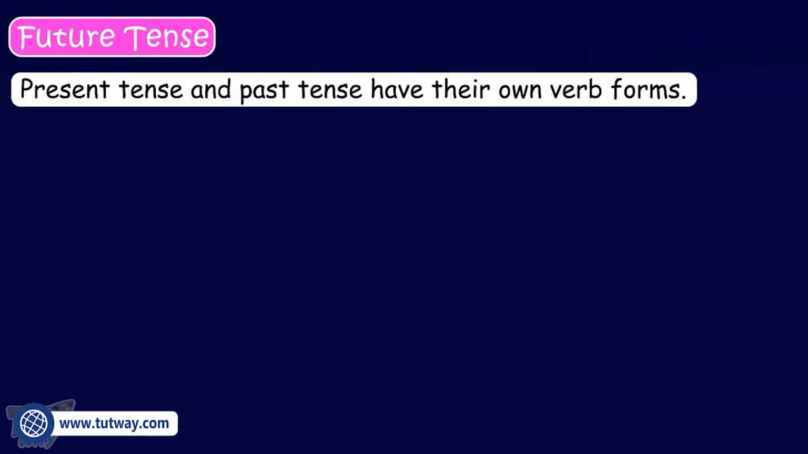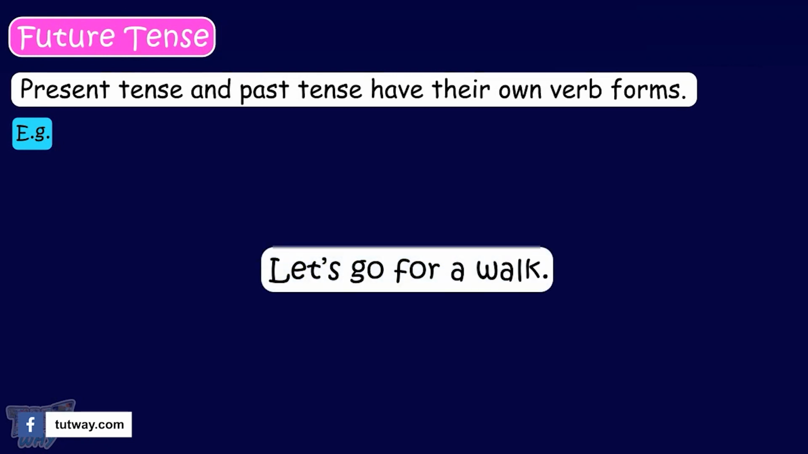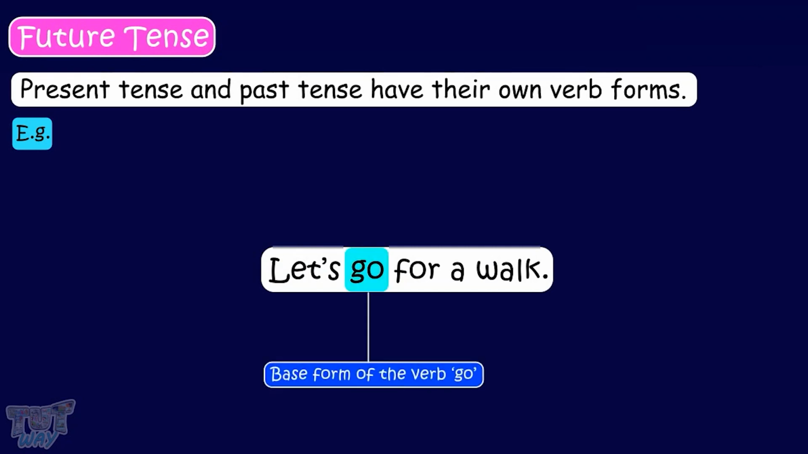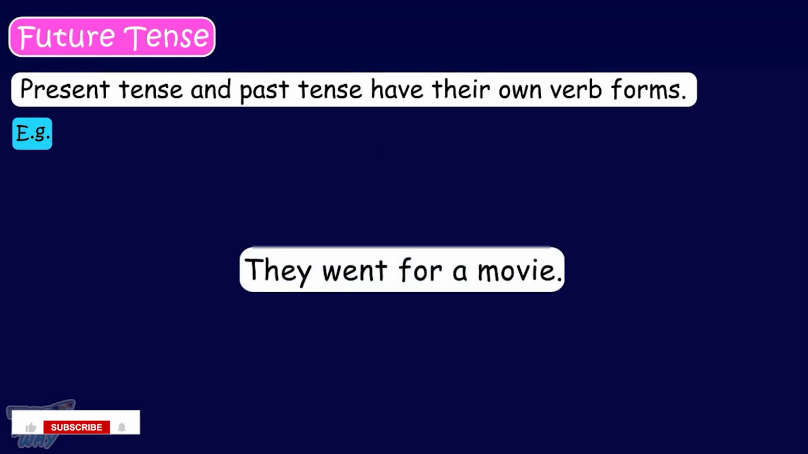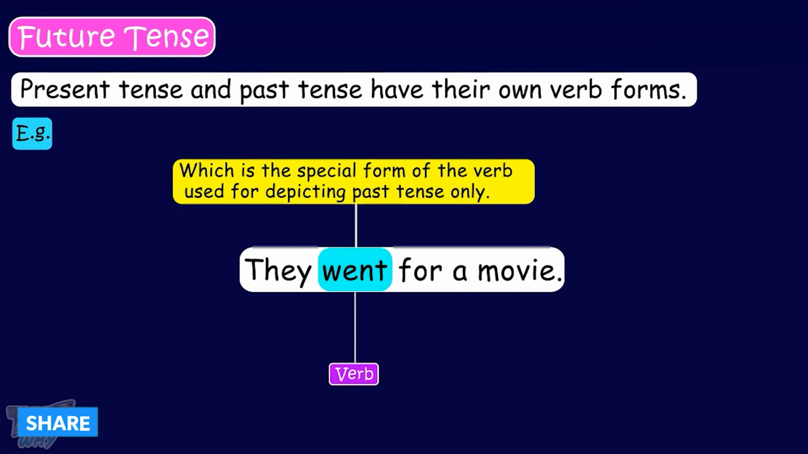Present tense and past tense that we have already learned have their own verb forms. For example, let's go for a walk. Here, the verb is go, and go is the base form of the verb, which is used for present tense. They went for a movie. Here, the verb is went, which is the special word for the verb used for depicting past tense only.